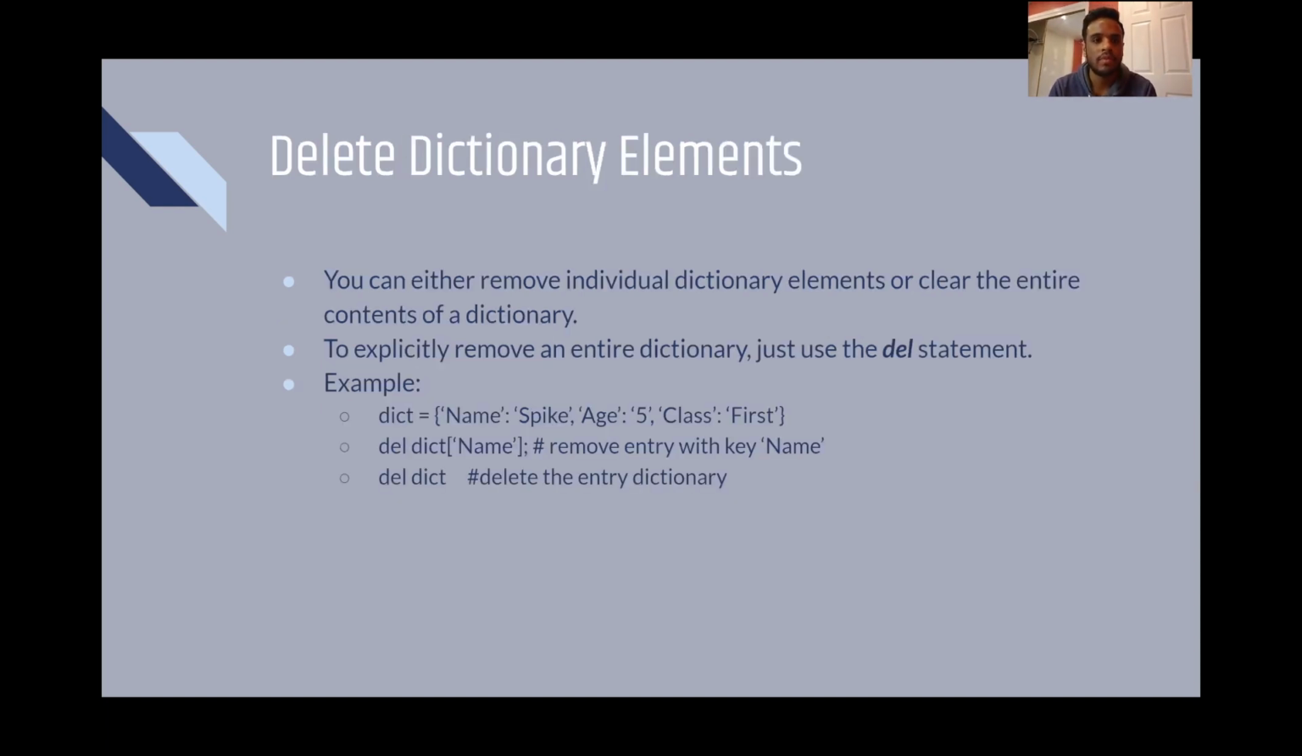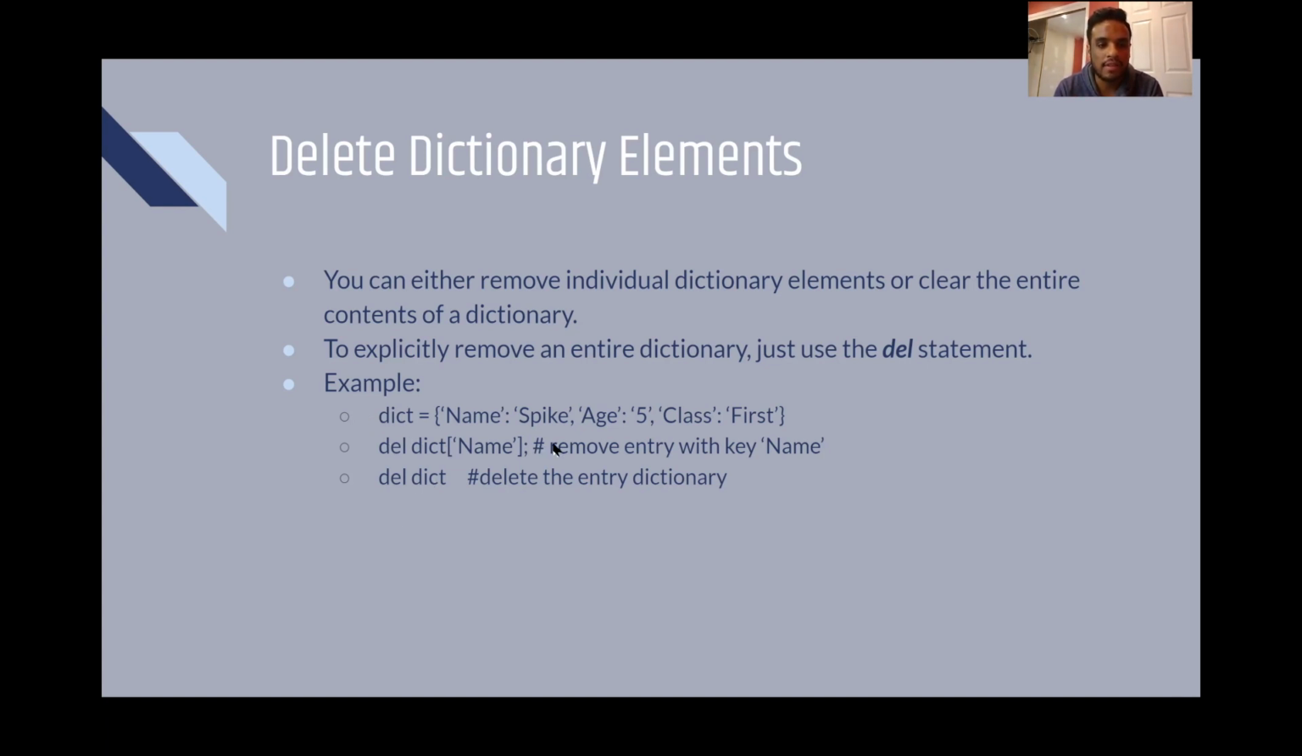Okay. To delete dictionary elements, you can either remove individual dictionary elements or clear the entire contents of that dictionary. To explicitly remove an entire dictionary, you use the delete statement in front of the dictionary. To delete a key, you use the delete statement in front of the key that you're trying to delete out of that dictionary.